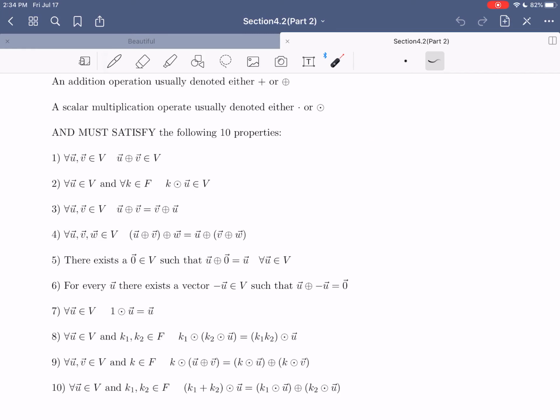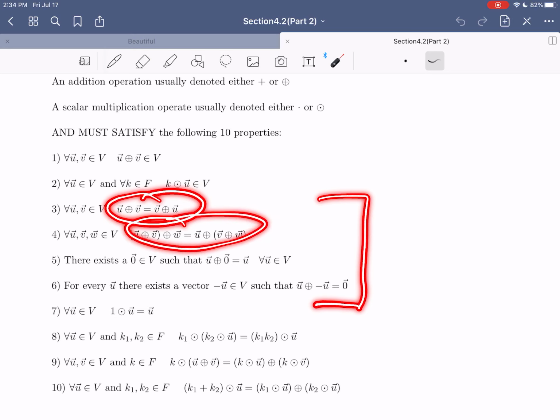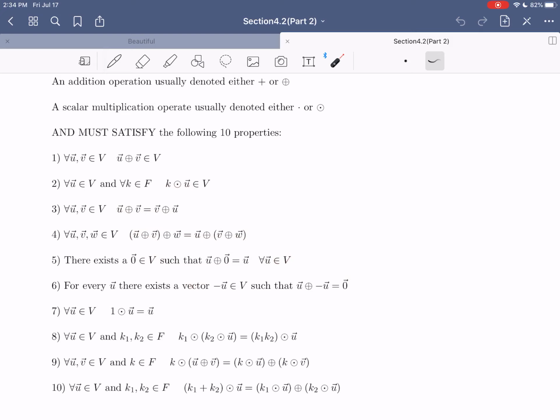Those 10 properties are again listed right here. Remember really quickly what those were: we had to have closure under both the vector addition and scalar multiplication operations. We had to have several properties that related to addition, namely that vector addition had to be commutative, associative, there had to be a zero vector, and there had to be additive inverses. Then there were a couple properties that specifically dealt with scalar multiplication. The first was that the 1 actually has to act like 1 under scalar multiplication. You could call that the unit property. And that scalar multiplication would be associative as well.